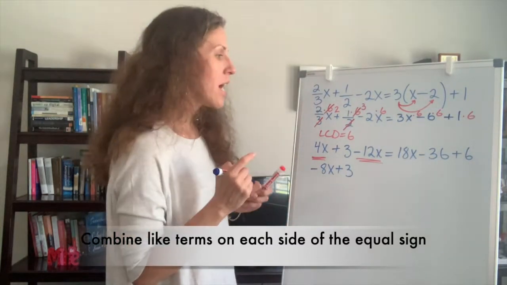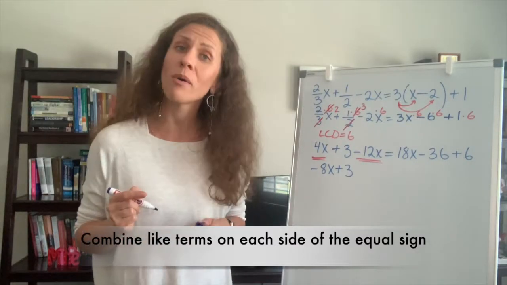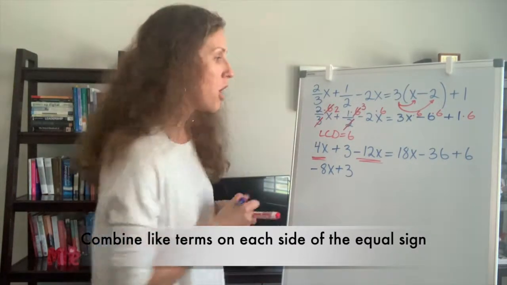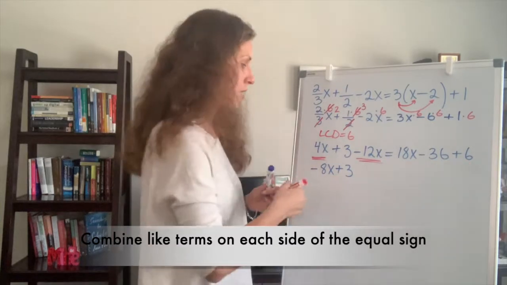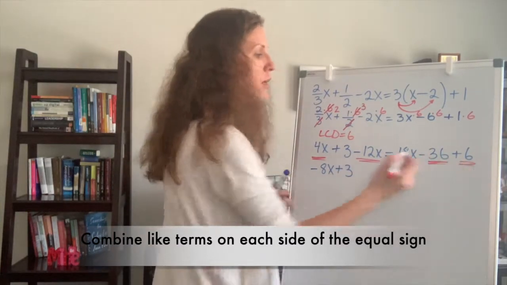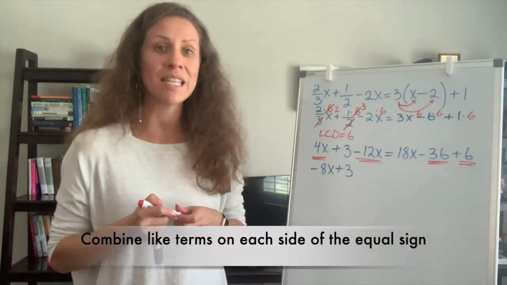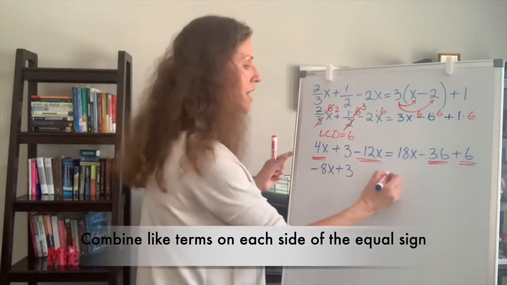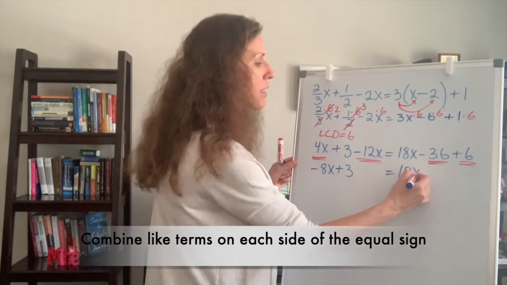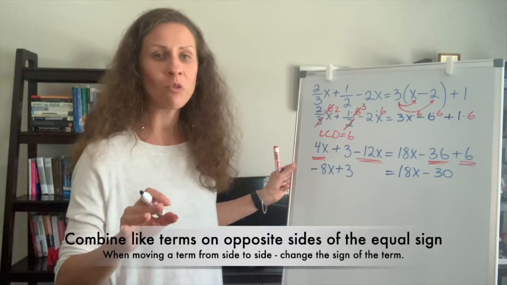The right side has 2 like terms that have no x's next to them. Those are negative 36 and 6. Negative 36 plus 6 is negative 30. So now on the right side, I have my 18x and negative 30. Now we're done with step 3, so we're ready to move on to step 4.